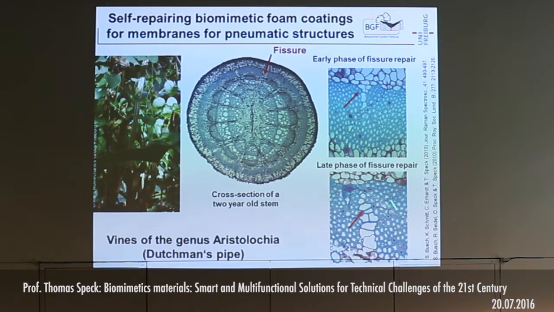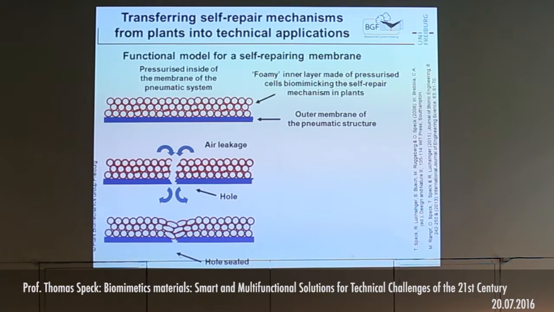If the plant grows further, the fissures become larger. Then you have biology involved, you have cell division in tangential and radial direction, and sometimes you even have a kind of liquefaction which restores a bit of the mechanical structure again. We were interested in this very fast self-sealing phase, and what was our idea?